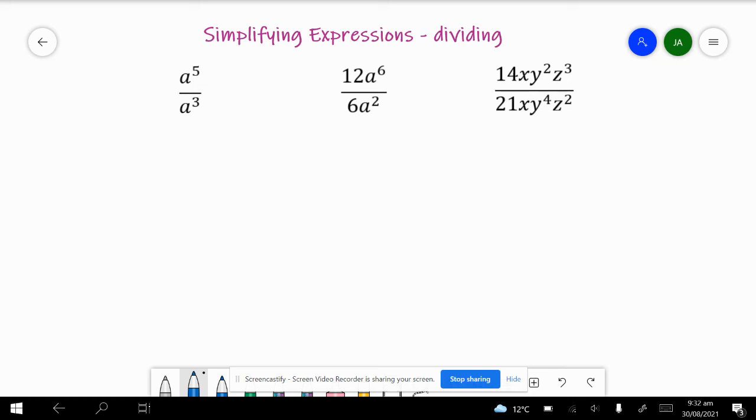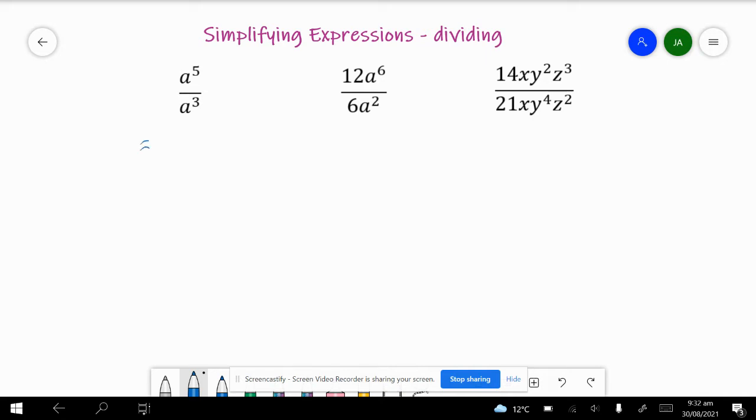So here we're simplifying expressions by dividing. What you can see with all of these three is that there's a fraction line, which is, of course, a dividing line as well. So let's go into this. The first one we'll do by showing the whole thing, and then you can see what the rule is.